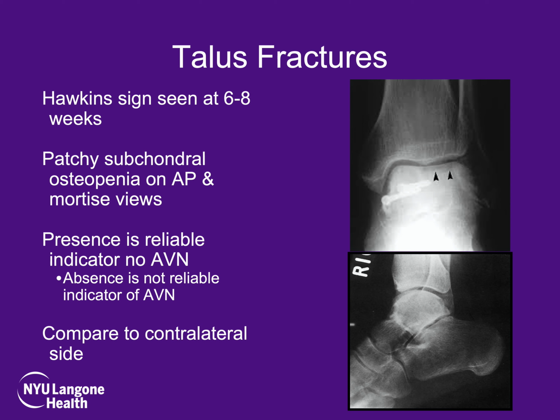A Hawkins sign is a positive sign seen usually at 6 to 8 weeks following talar fracture fixation. It is heralded by patchy subchondral osteopenia on the AP and mortise view, and its presence is a reliable indicator that the vascular supply to the bone has been maintained and that there is no AVN. However, its absence is not a reliable indicator of AVN. More important to compare side to side.